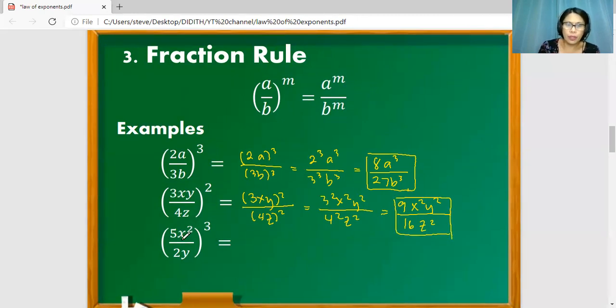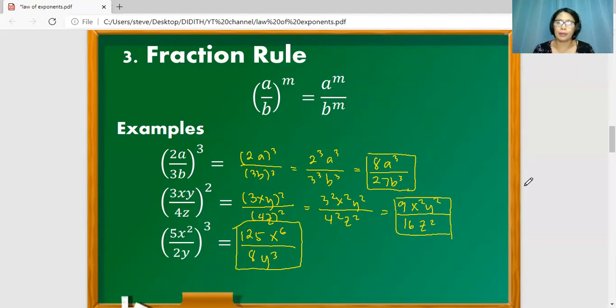Now, for this one, this is like 5 to the third. Take note that we have exponent 1 for 5 here. So this is 5 to the first to the third. So this is like 5 to the third, and 5 to the third equals 125. And then we have x squared cubed. So this is x to the 6 all over 2 cubed is 8. And then y cubed is y cubed here.